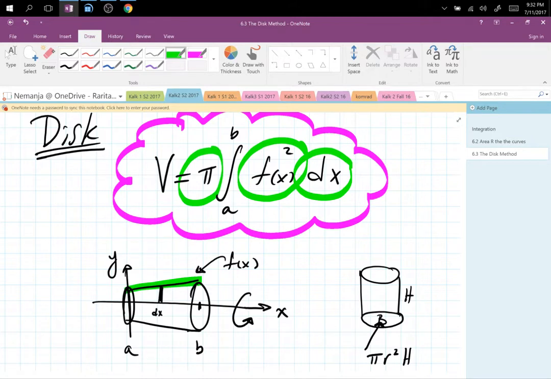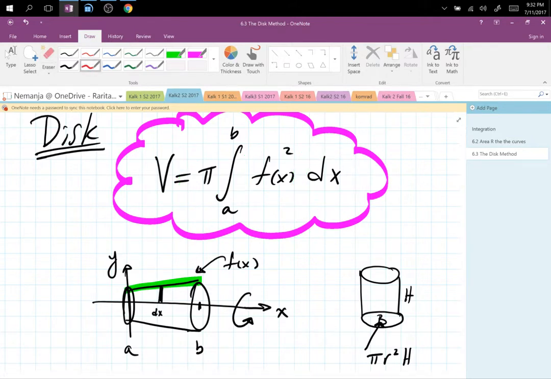I have y times x. You see, I have f of x, that's y. I have another f of x, that's a y. And then I have dx, which is x, from a to b. So that's 1, 2, 3 dimensions. So this is 3D, which is volume. You also have to make sure that this makes sense dimension-wise.